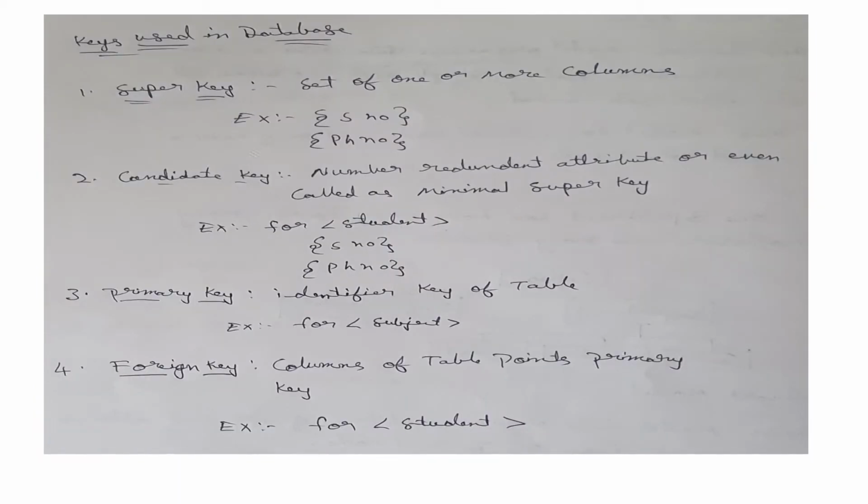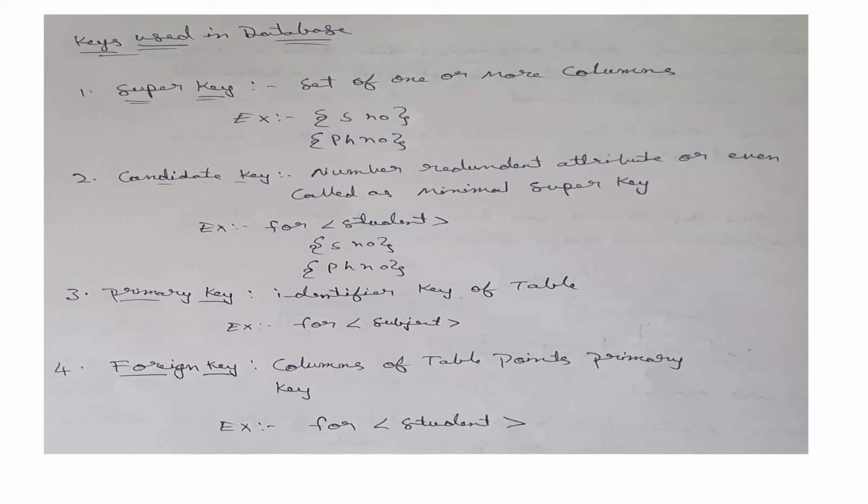There are four keys used in database. One is super key, candidate key, third one primary key, fourth one foreign key. So let us discuss each key. First one, super key. A set of one or more columns is called super key. Example is given there. Coming to candidate key, a super key with no redundant attributes is also called a minimal super key. It's called candidate key. Example is given below.